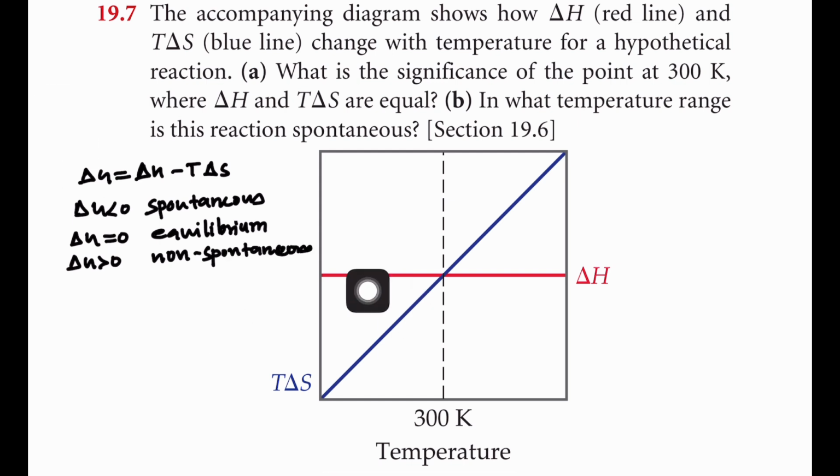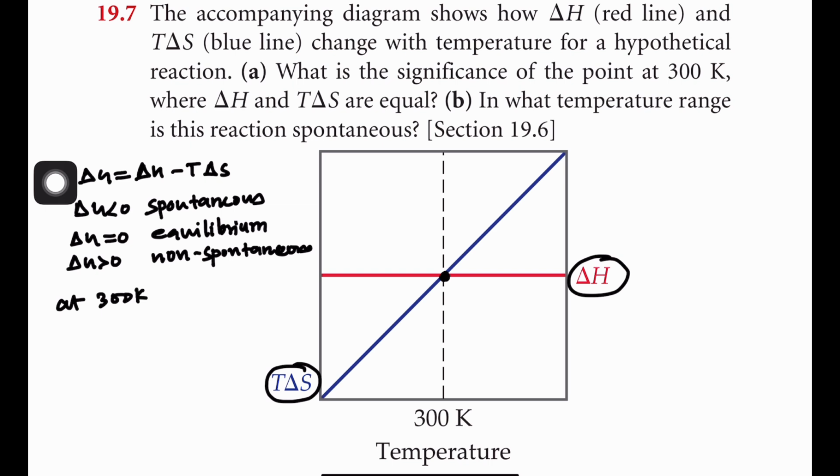Yes. So let's analyze this graph. Look at this graph carefully. This red horizontal line represents the change in enthalpy, delta H, and the blue line represents the T delta S. Okay, and these two lines are intersecting at 300 Kelvin. We can see here, at 300 Kelvin, both are equal. I mean delta H is equal to T delta S.